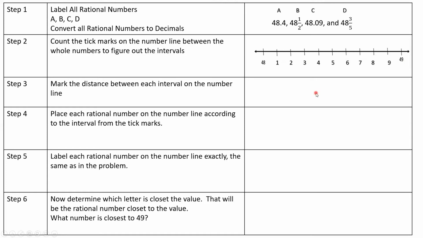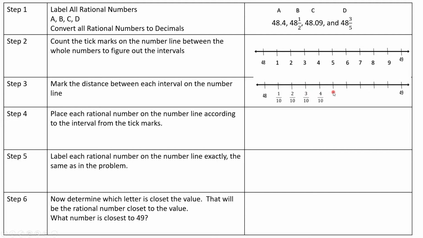Now let's mark the distance between each interval on the number line. So this would be equivalent to 1/10, 2/10, 3/10, 4/10, 5/10, 6/10, 7/10, 8/10, 9/10, 10/10. So each one of these, if we were to put these in decimal form, would be only a tenth of a whole. So each one of these is basically representing 10 marks between each interval. So here I'm at 20, here I'm at 30, here I'm at 40, 50, 60, 70, 80, 90, 100.